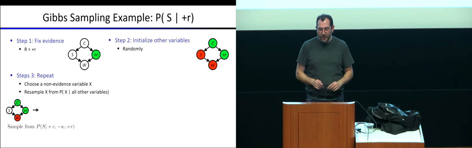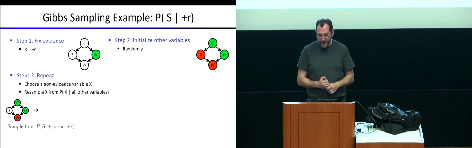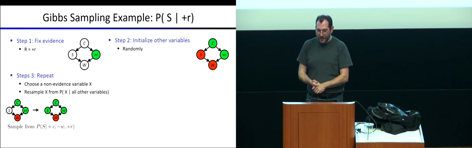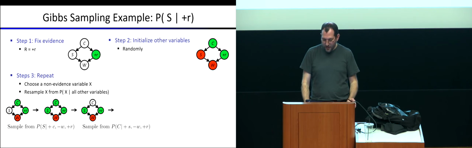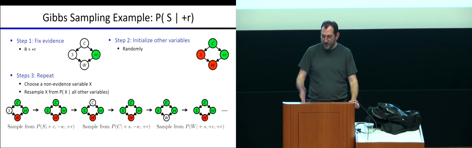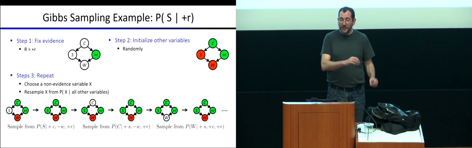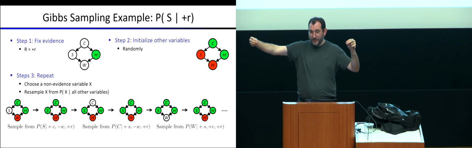So we're going to draw a sample from P of S given plus C minus W plus R, the whole rest of the network. And so what do we get? We get plus S. Great. We're going to pick the next variable. Maybe that'll be C. We're going to sample a new value of C given all of the other assigned variables. Maybe we get plus C. Great. And we go to W, and we resample W given all of its neighbors, and maybe we get minus W. And we keep doing this. And we get this chain here, okay, of samples.